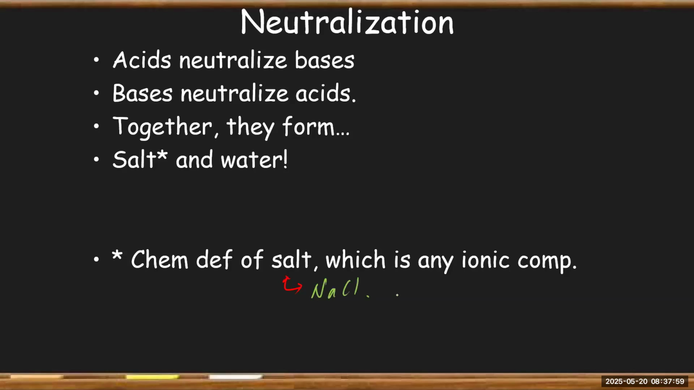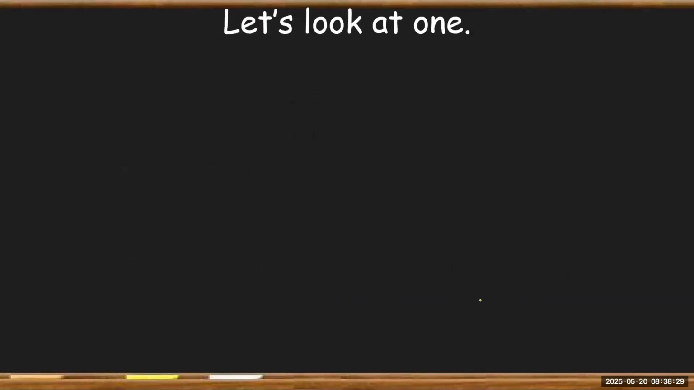NaCl, KCl, Na2SO4, that's a salt, and on and on. These are all salts. All right. So let's look at that. Having said that it's not literally NaCl, let's look at an example of an acid-base interaction where you get a salt and water. Here we go. So let's look at one.